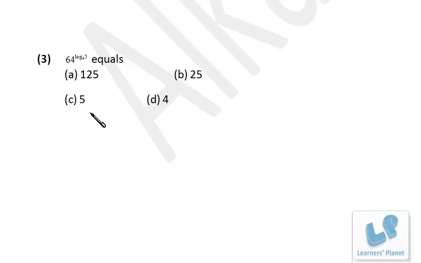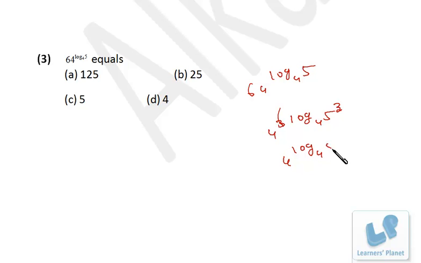Now this one, 64 raised to log 5 to the base 4. Now 64 can be written as 4 cube. So this is 4 cube raised to log 5 to the base 4. Now this 3 will come over here. So 4 raised to log 5 cube to the base 4. Now this and this is same. So we are left with 5 cube. So that's 125. If at all you are confused, I can prove it.